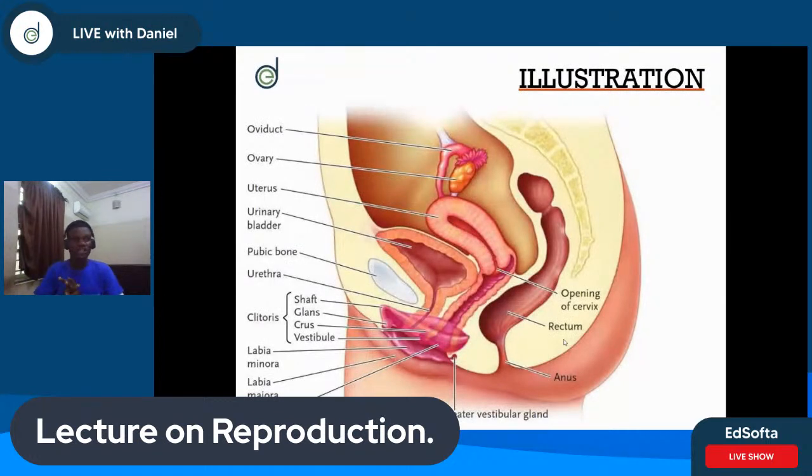Then you have the vagina. This is the birth canal and the sperm receiving area.